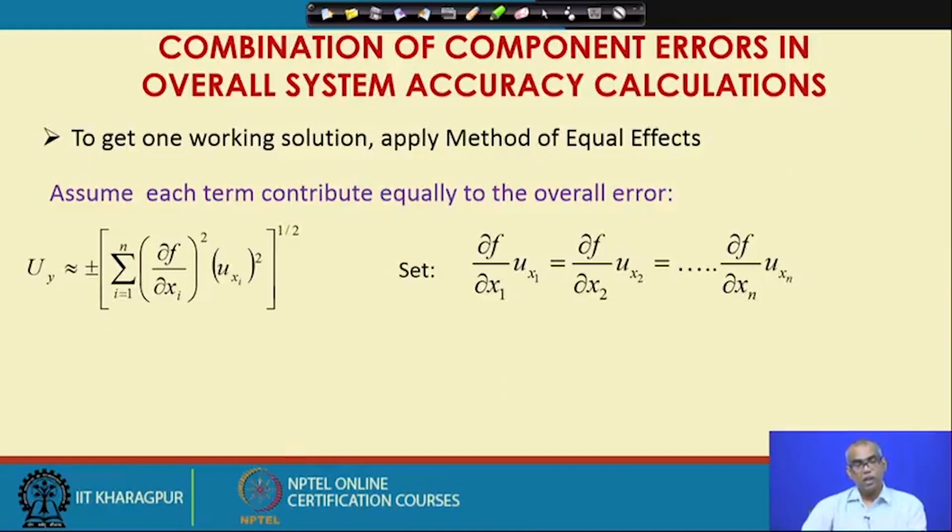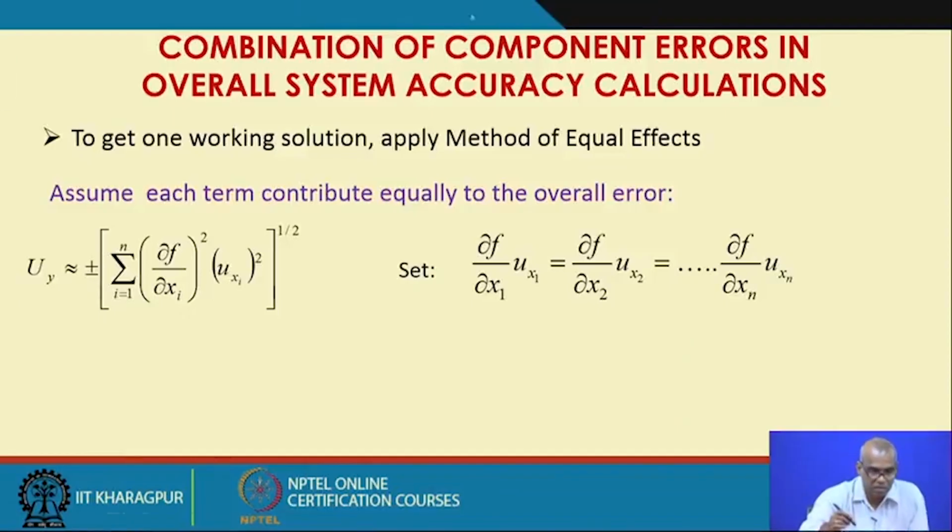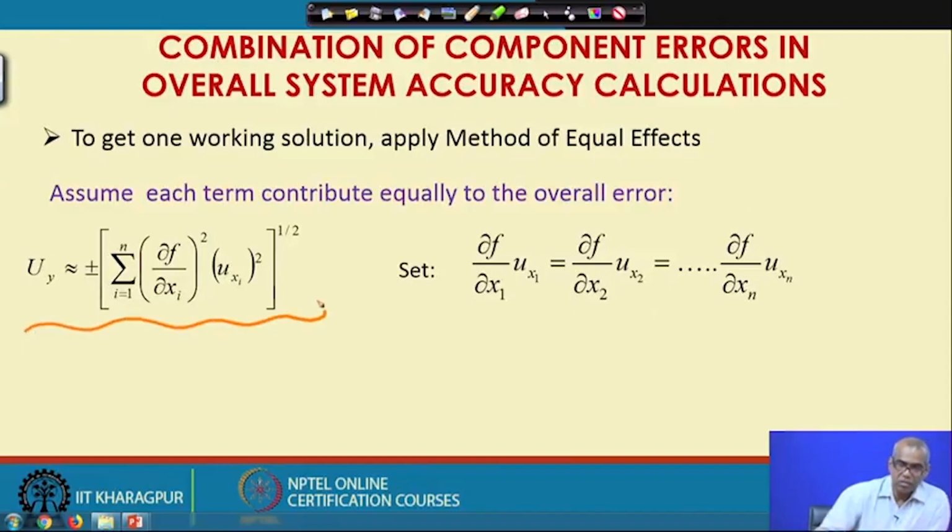The method of equal effects assumes that each term contributes equally to the overall error. So, this was the expression we obtained for the most probable error when we computed the error for the forward problem. Now, u y is given, and these need to be computed. But please note that several combinations of u x i can lead to the same value of u y. So, no unique solution exists.